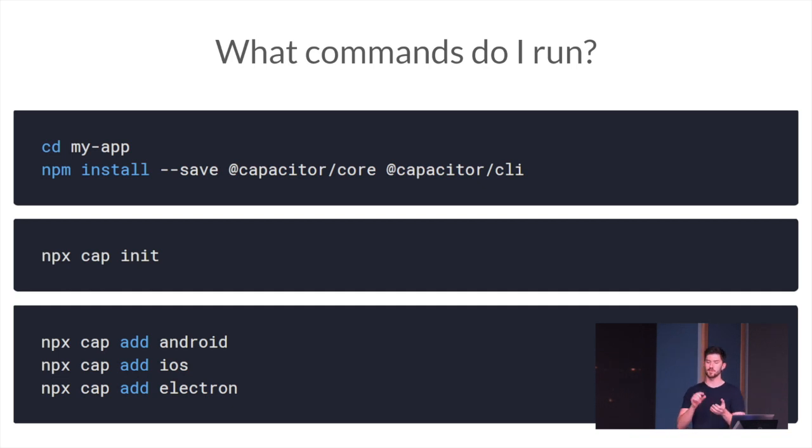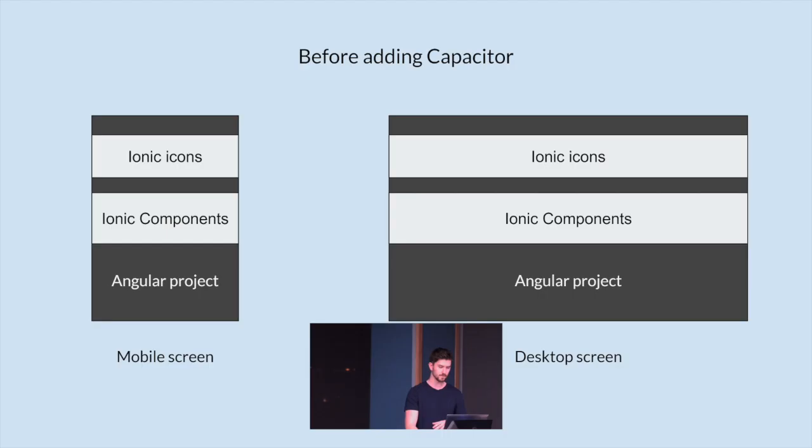You'll have to make sure that you type in your app name, give your app an ID, a package ID, and that's all you need to do. And then Capacitor is initialized, and at that point, you'll be able to run npx cap add Android, iOS, or Electron to get those projects created for you by Capacitor.